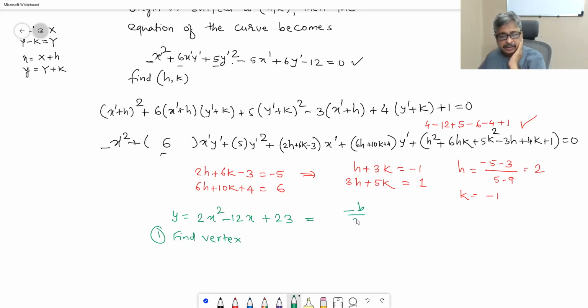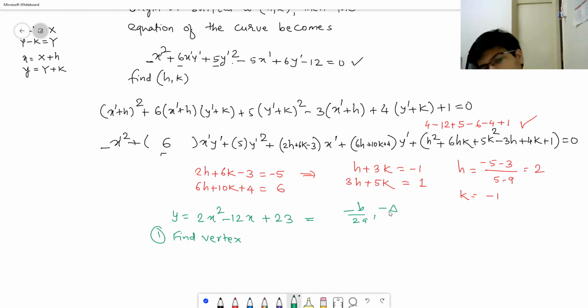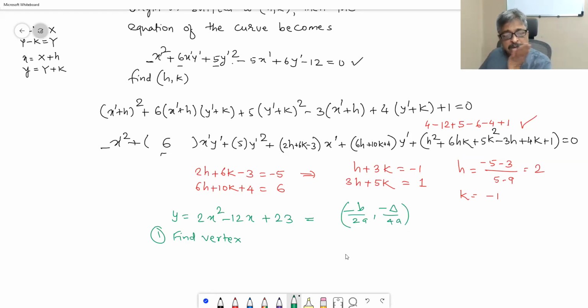Minus b by 2a comma minus delta by 4a. Yes or no? Yes, sir, we have found it. We have found it out, and you must remember. So b is minus 12. So it is 12 upon 4, comma, what is the discriminant?